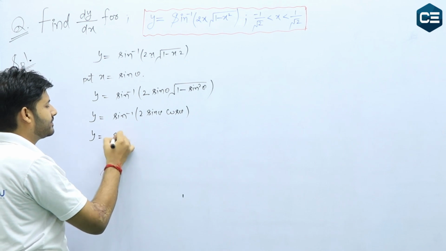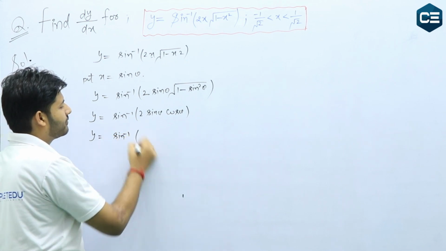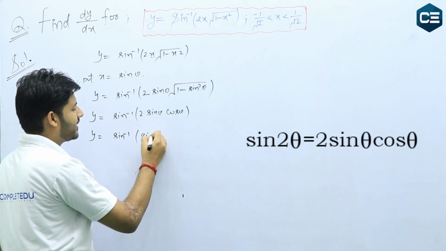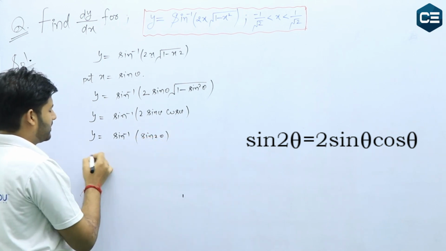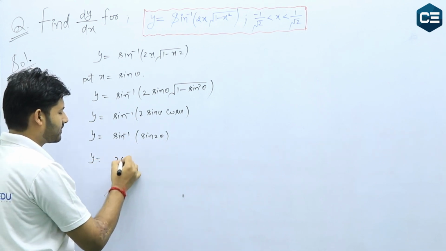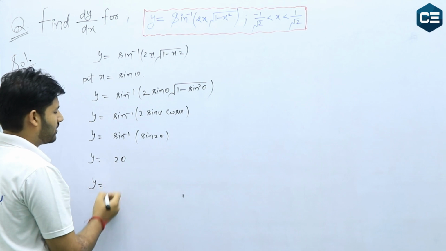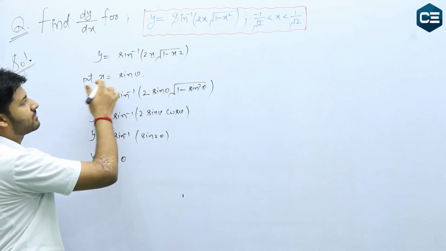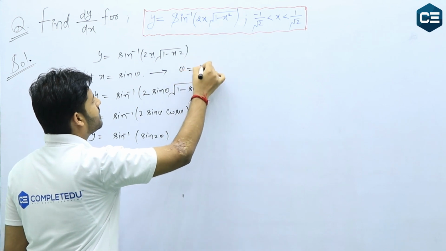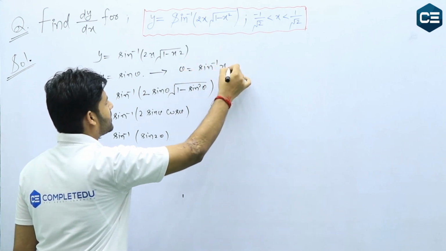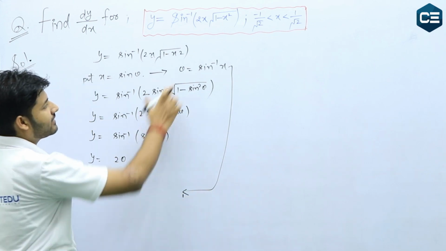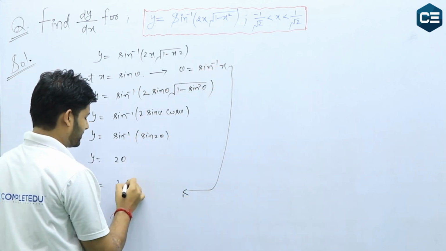y equals sine inverse of 2 sine theta cos theta. This formula gives us sine 2 theta. And by the inverse function property, we can take out the 2 theta outside. Now substitute the value of theta from where we substituted x equals sine theta. From here we get theta equals sine inverse of x. Putting this value back here, we get 2 theta, which is 2 sine inverse of x.